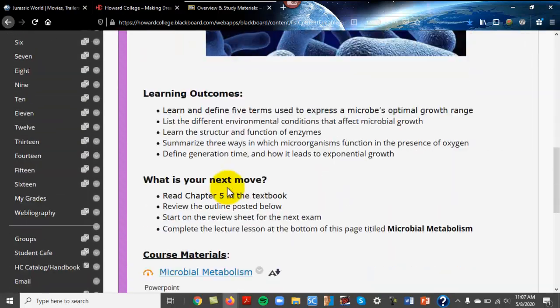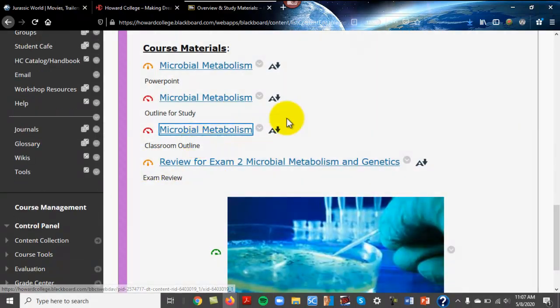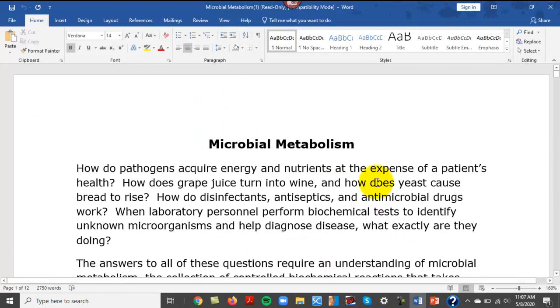On this section, there is a PowerPoint, there's an outline for study. This class outline was one that was used in a class that actually has blanks in it. So all the information is right there for the outline. And then here's the exam for this, what will be the second exam. It's over genetics and microbial metabolism.